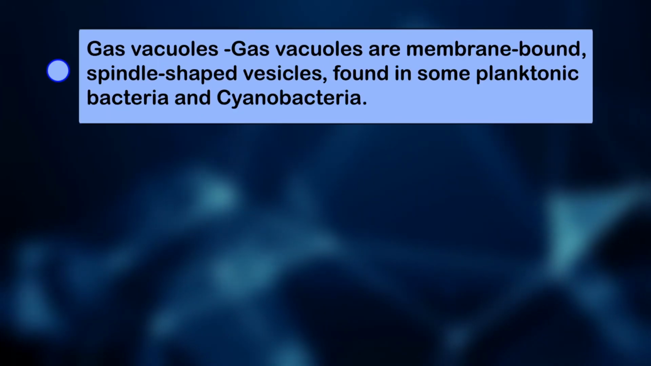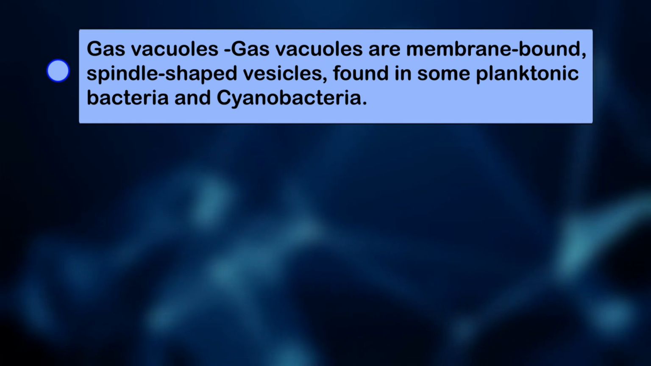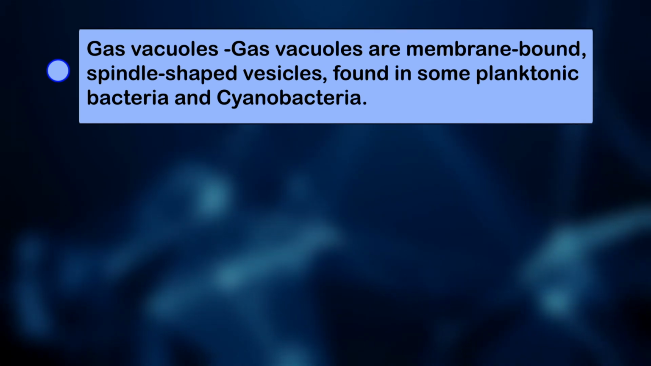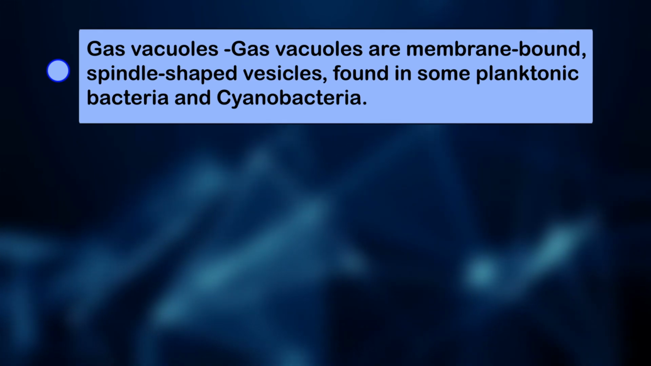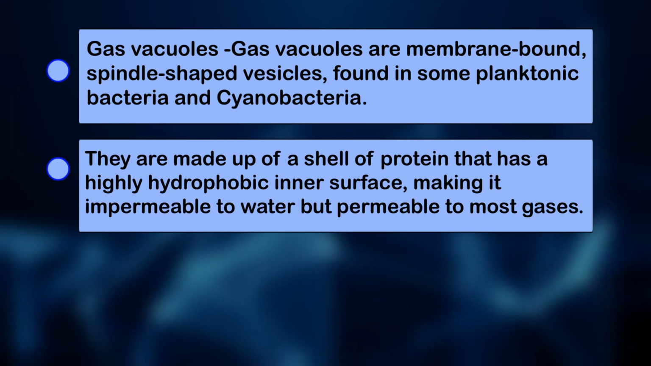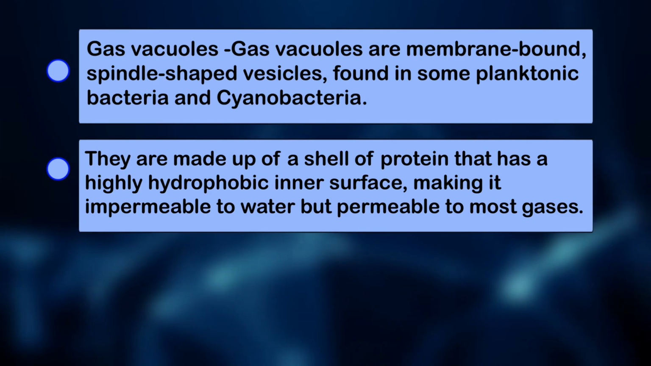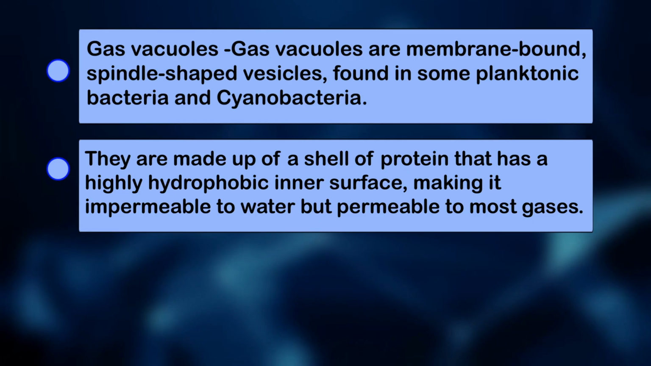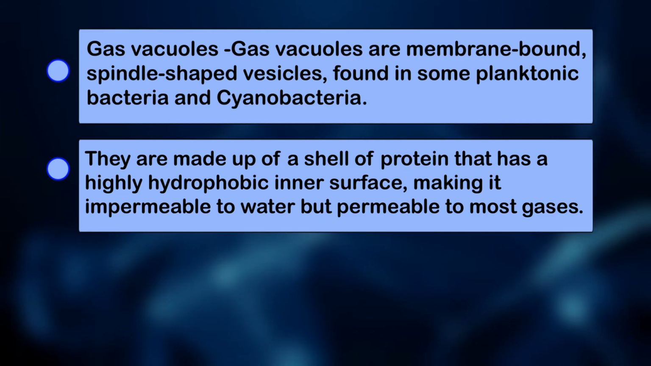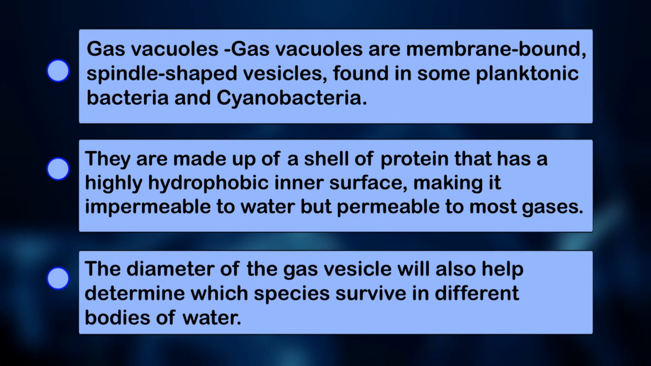Gas vacuole. Gas vacuoles are membrane-bounded, spindle-shaped vesicles found in some planktonic bacteria and cyanobacteria. They are made up of a shell of protein that has a highly hydrophobic inner surface, making it impermeable to water but permeable to most gases. The diameter of gas vesicles also helps to determine which species survive in different bodies of water.